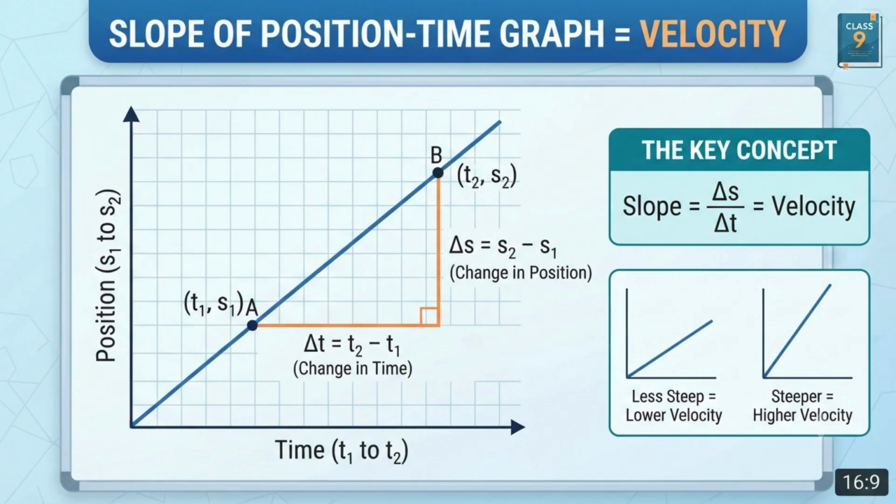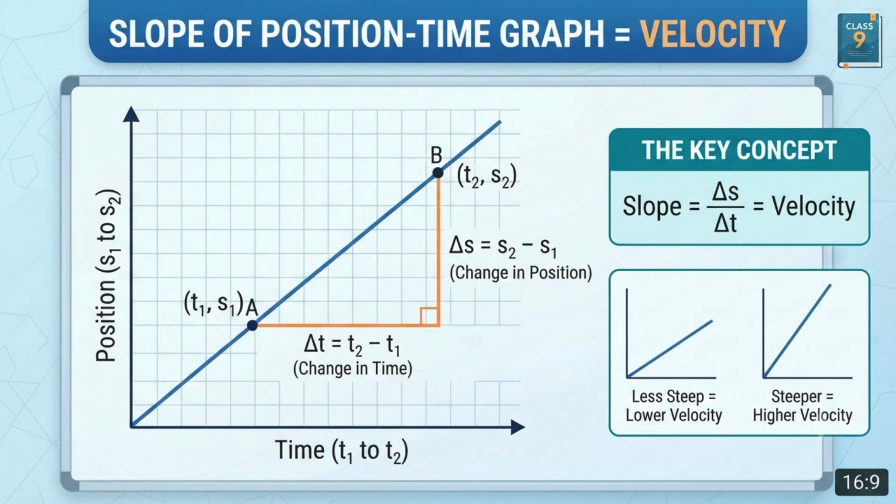Let's see how. Suppose we choose any 2 points on the graph, say A and B. Point A represents the object's position S1 at time t1, and point B represents its position S2 at time t2. Now, draw a horizontal line from point A and a vertical line from point B. This forms a right-angled triangle. In this triangle, the vertical side represents the change in position, that is S2 minus S1. The horizontal side represents the change in time, that is t2 minus t1.